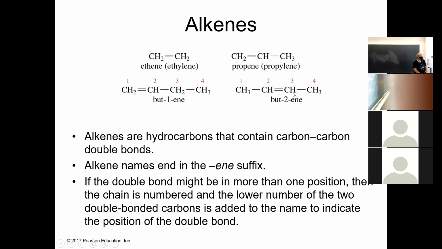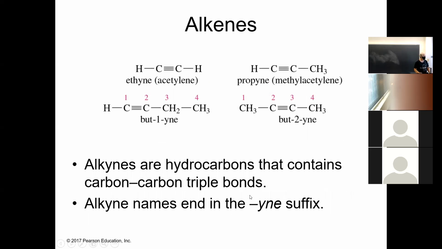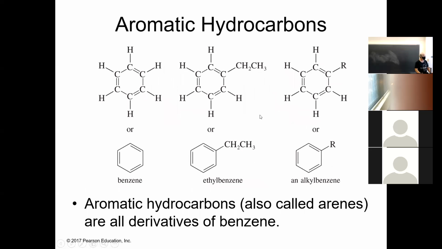These are positional isomers. Okay, the double bonds in a different place. But-1-ene and but-2-ene. Okay, and then here we have, this heading is wrong, it should say alkynes. This is ethyne, commonly called acetylene. Okay, propyne, and again, notice the yne suffix. Okay, we'll learn how to name those systematically in a later chapter.